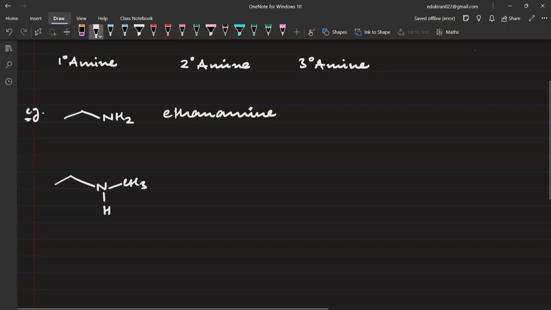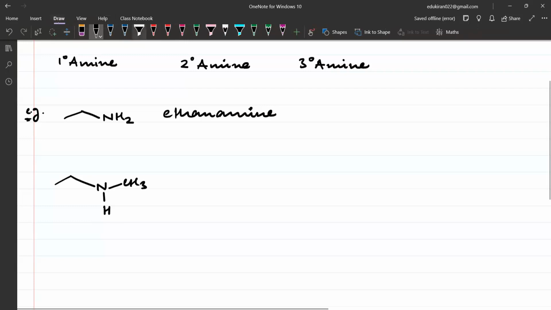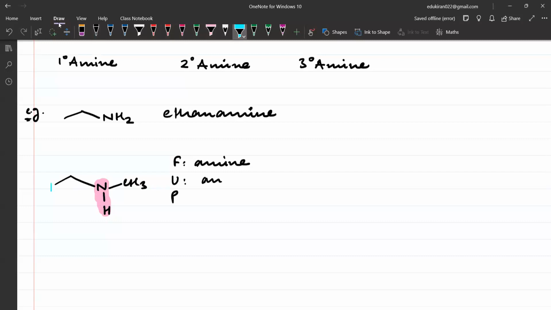Now, if you look at the nomenclature for this, let me just switch the background. Now, here the functional group is going to be this nitrogen atom that is attached with alkyl group. For this NH, I will write functional group is amine. Next, I will talk about the unsaturation. Unsaturation, there is no double bond. That is why it is going to be AN. Then I will talk about the parent. The longest carbon chain that is attached with nitrogen is the two carbon atom ethyl, eth rather. So parent is going to be eth.